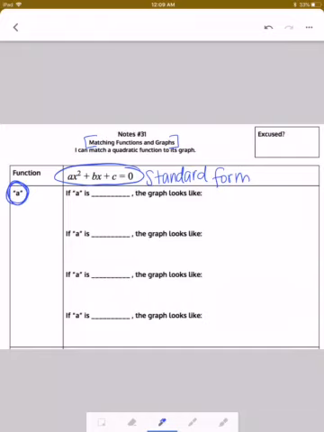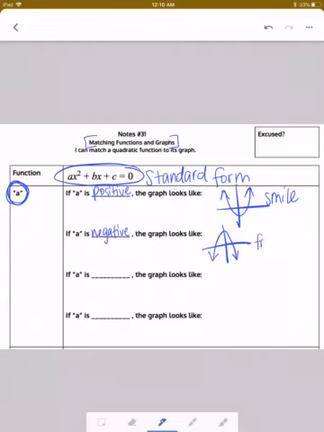So if A is positive, we know this already, the graph looks like a cup, right, or a smile. And then if A is negative, then the graph looks like a frown, like we're going down like a frown. So those are two things you already know.